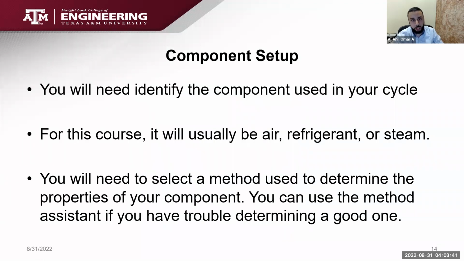The first step is to identify the component used in our cycle. The component is the actual material that's flowing through our cycle. Depending on the different cycles, we have gas cycles, which usually use air, refrigeration cycles, which typically use some kind of refrigerant, and steam cycles, which typically use steam, okay, water. You need to select the method used to determine the properties of your components. You can use the method assistant if you have trouble determining a good one. So let me show you how to do that.